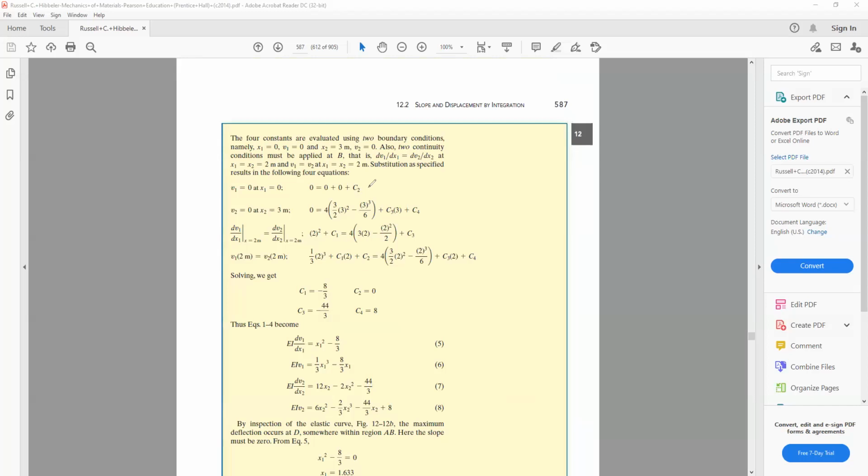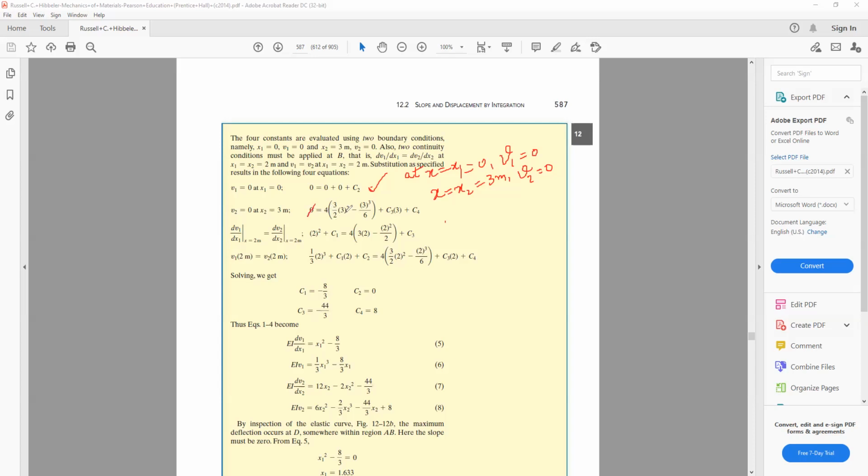That's what I was talking about here. The value of C2 is coming out to be 0. This was at x equal to x1 equal to 0, where the value of our deflection nu1 is equal to 0. The second condition is at x equal to x2 equal to 3 meter, where the deflection nu2 is equal to 0. So once we substitute in the previous equation, the left hand side is 0.